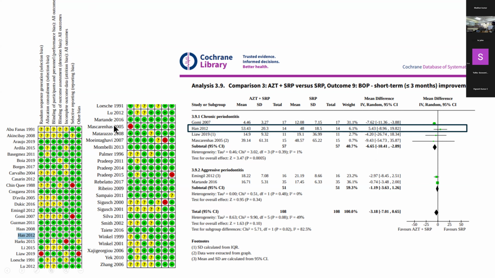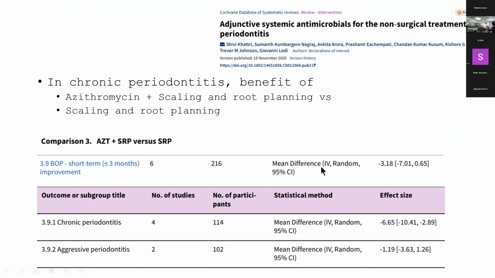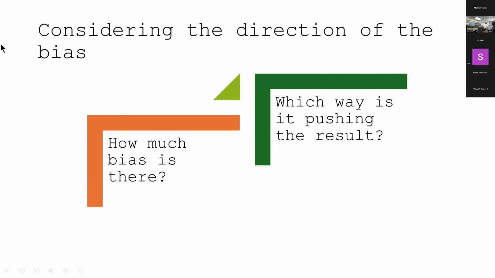Here is how the authors dealt with this: they pooled the entire effect and then they downgraded it for the certainty of evidence. There's another nuance: if you have a lot of high risk of bias, like all your studies have high risk of bias, then you not only look at how much bias is there, you also have to see which way it is pushing the result.